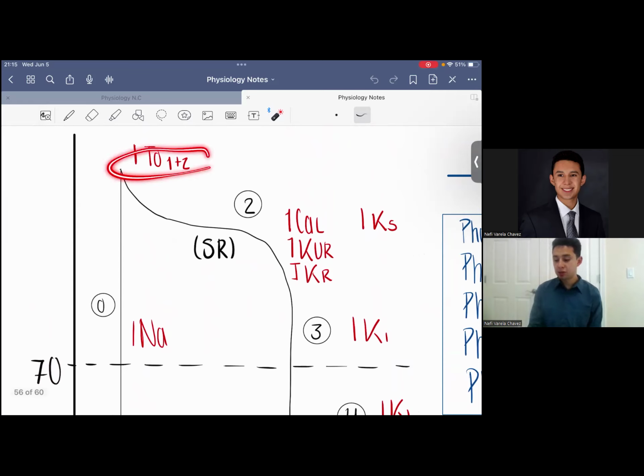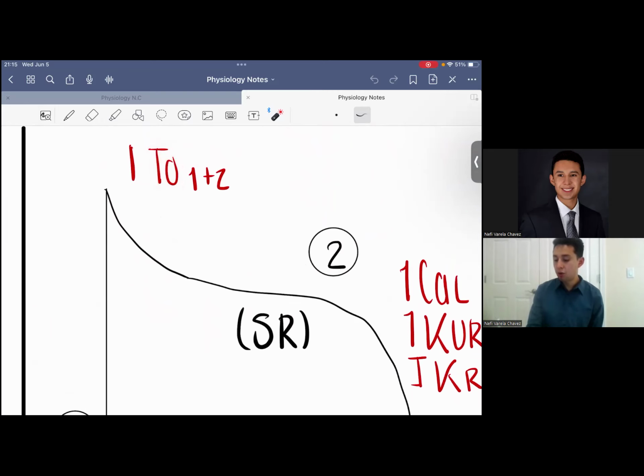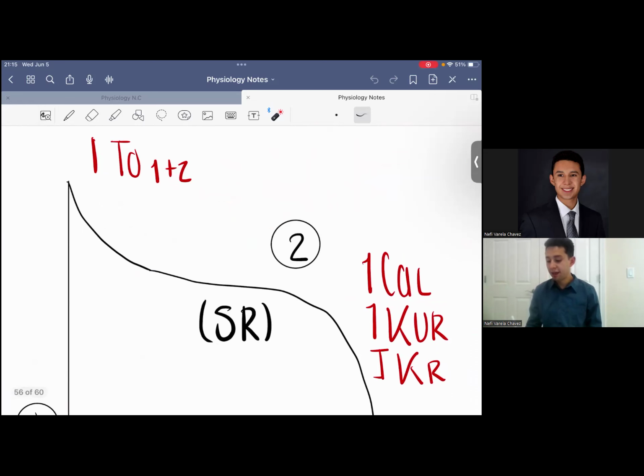Then we enter this period of repolarization, and we have the Ito 1 and 2 channels, one for potassium, the other for chlorine. As we know, chlorine likes to be outside of the cell, and potassium likes to be outside of the cell. Chlorine is going to come to the inside, so we start this repolarization process. The cell is becoming more negative. Then we enter phase 2, which is also named the plateau phase.